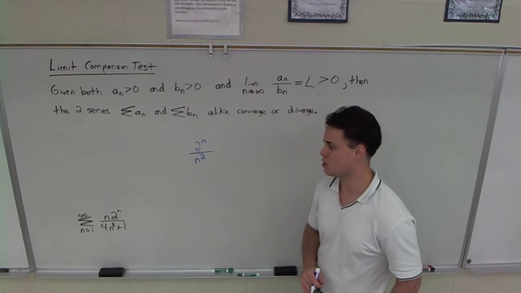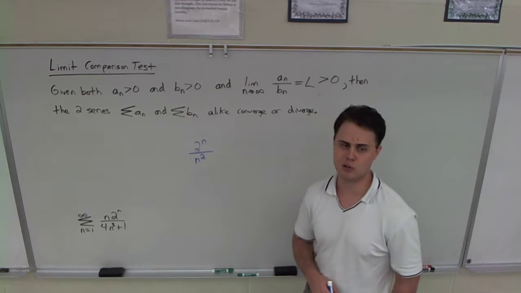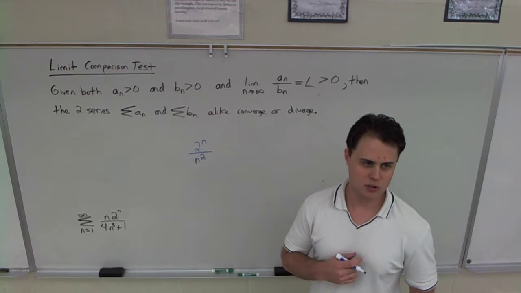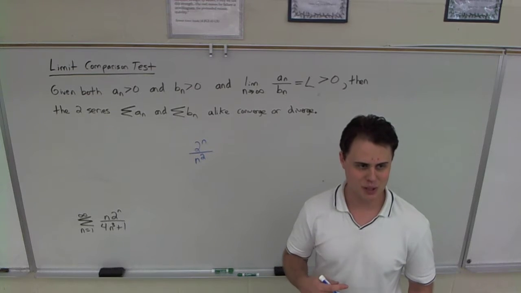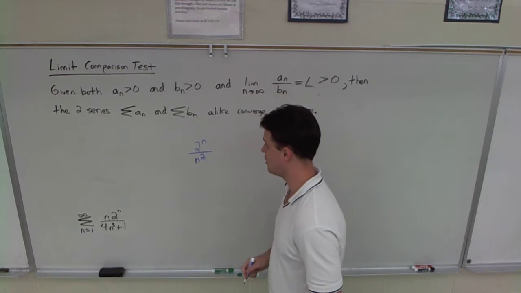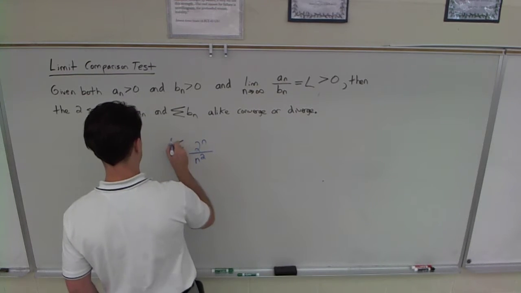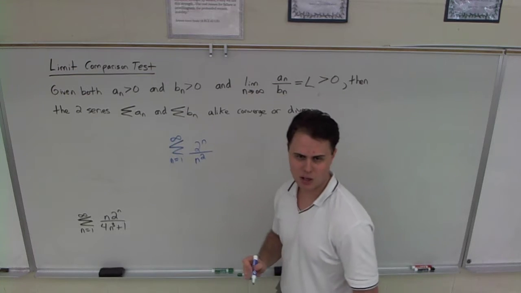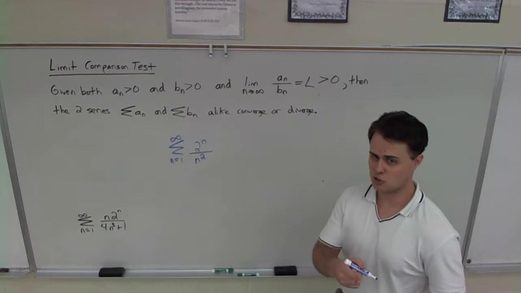Because the order of magnitude on top is n times 2 to the n, and the order of magnitude on the bottom is n cubed. So one of the n's cancels. Does that make sense? Let's see if it works out. So this series from 1 to infinity, is it going to diverge or converge? You think it's going to diverge? Why?